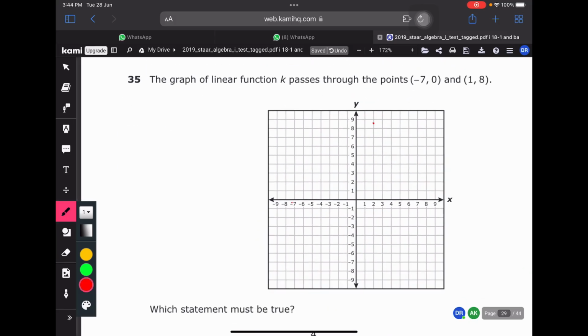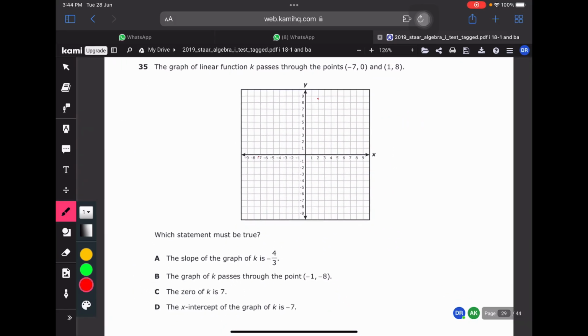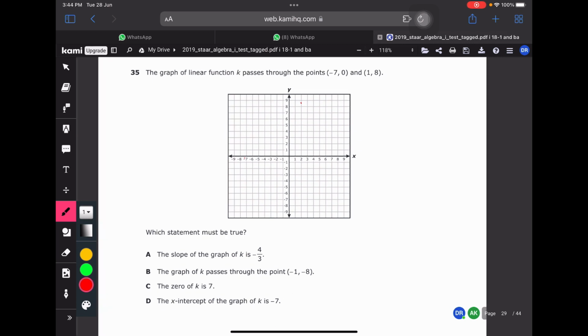Next, 35th one. The graph of a linear function k passes through the points minus 7, 0 and 1, 8. Which statement must be true? So now it passes through this linear function. Here the first one is the slope of the graph k is minus 4/3. We can check for the slope. So what is the slope?